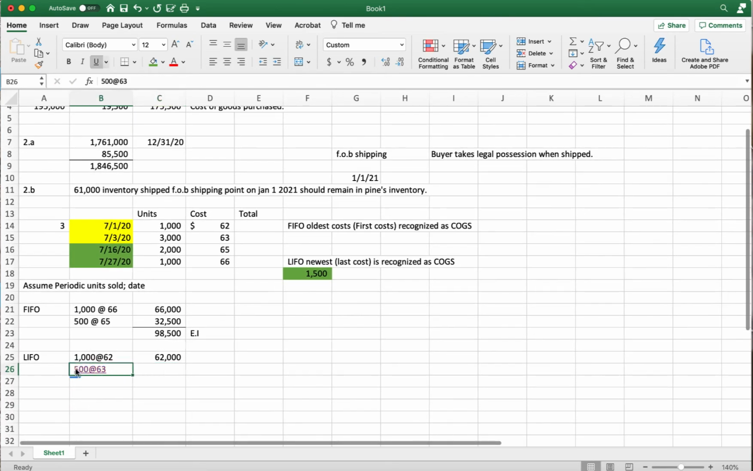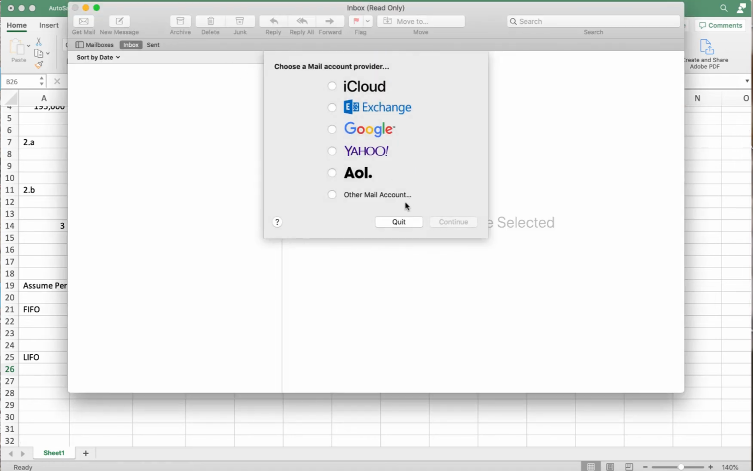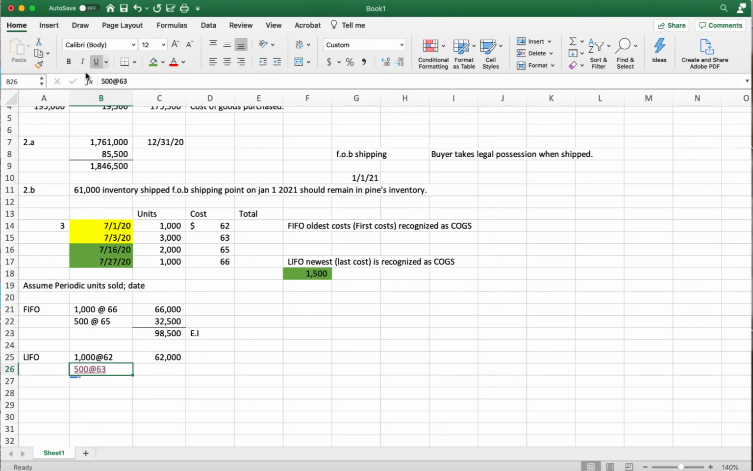Don't know why that looks like that. Should not look like that. What in the world? I apologize. There we go. All right. So 500 times 63 gives me 31.5. That means that my ending inventory under LIFO equals 93,500. This is my ending inventory, okay?